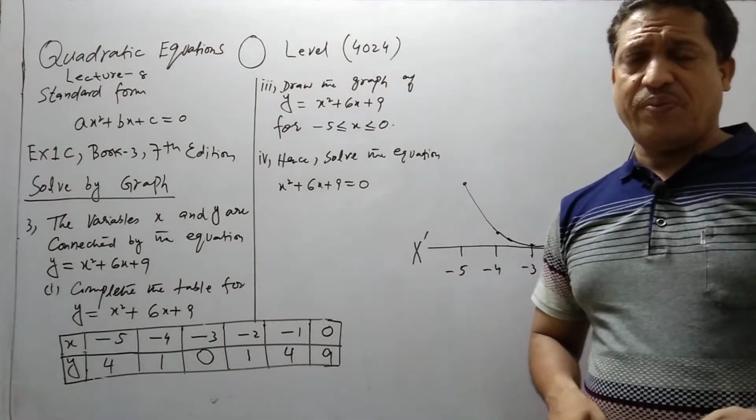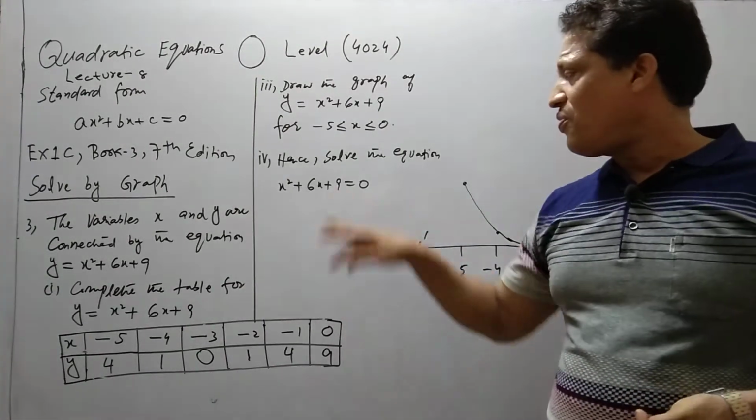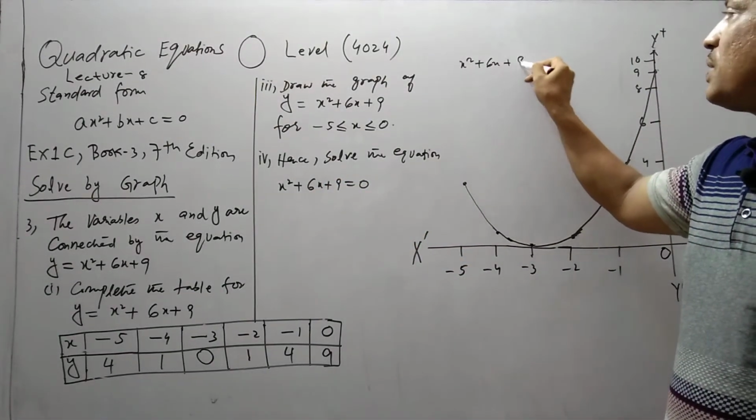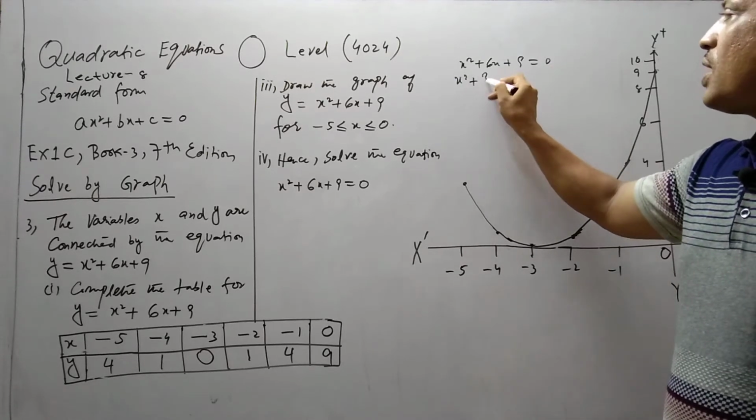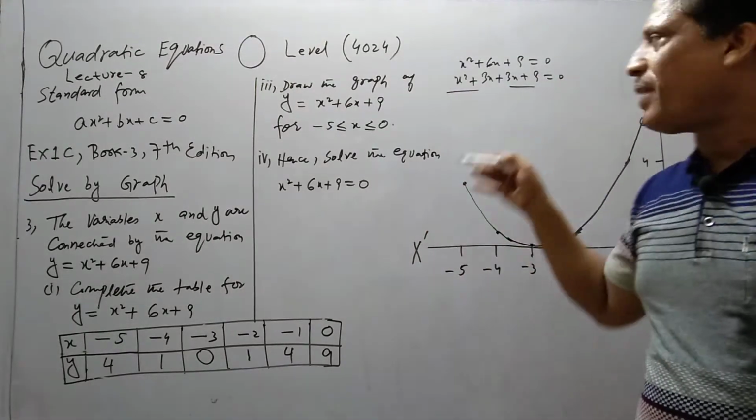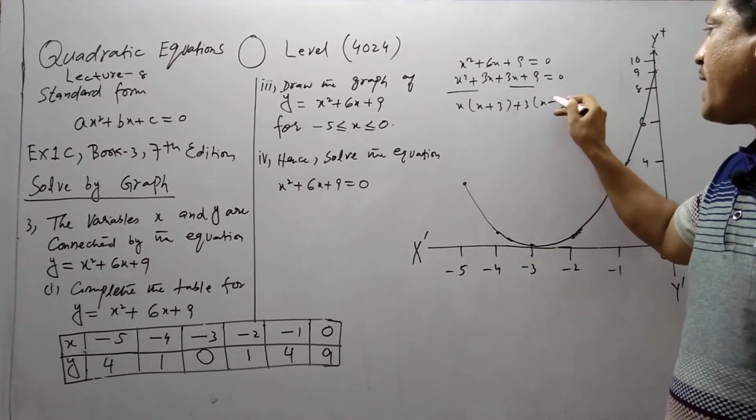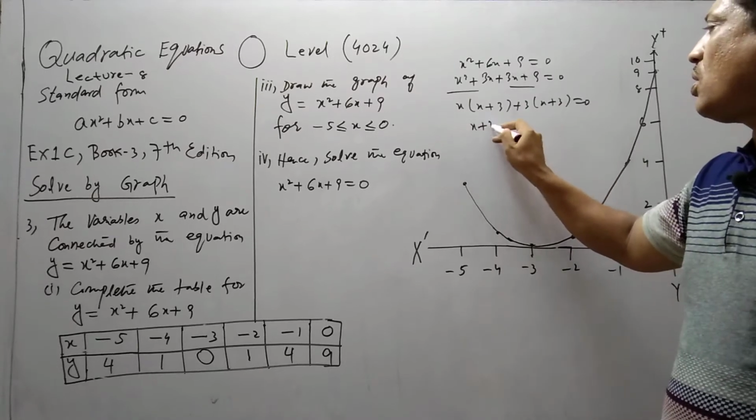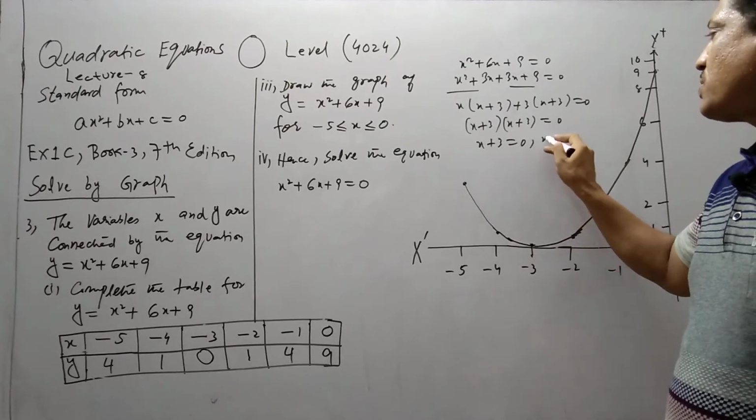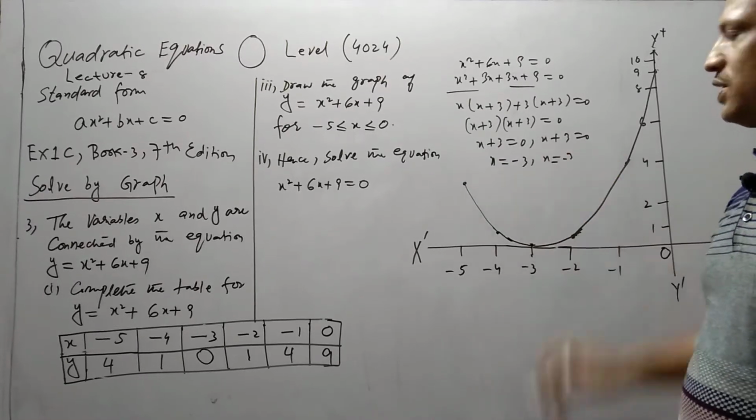Solve the equation. There are 4 methods right now. First is factorization. If you factorize this equation, for example, x square plus 6x plus 9 is equals to 0, x square plus 3x plus 3x plus 9 is equals to 0. What I am doing? I am doing the middle term break method. Take x common, x plus 3, common, x plus 3 is equals to 0. So x plus 3 is equals to 0, x is equals to minus 3, x is equals to minus 3.